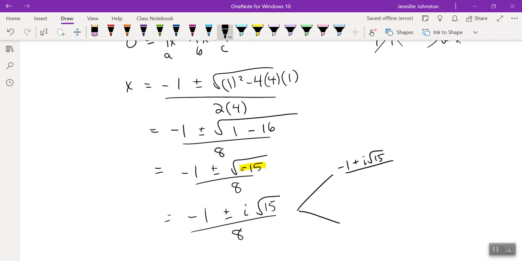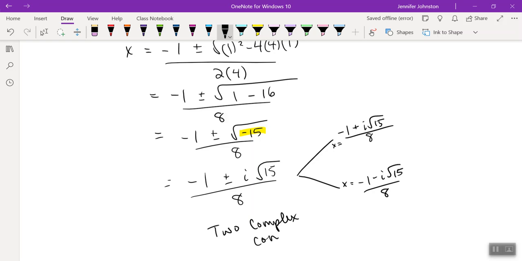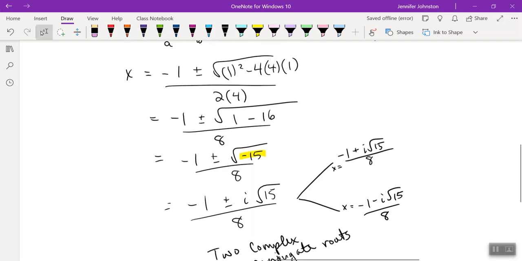Remember that i takes a part of the -1, so the i comes out as a -1. We're just leaving the 15 underneath, and we get x is equal to -1 plus, and then minus, i√15 over 8. So those are the 2 roots. If they ever ask you for the nature of the roots, it would be 2 complex conjugate roots. Alright, so that's it.